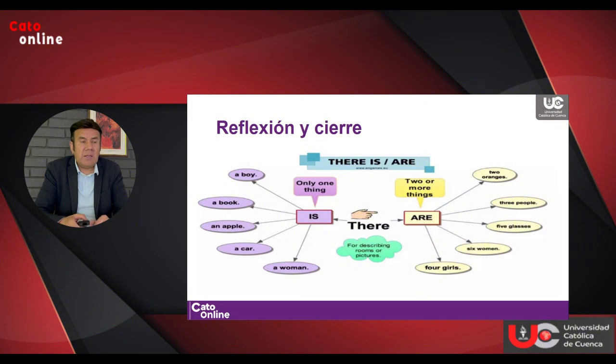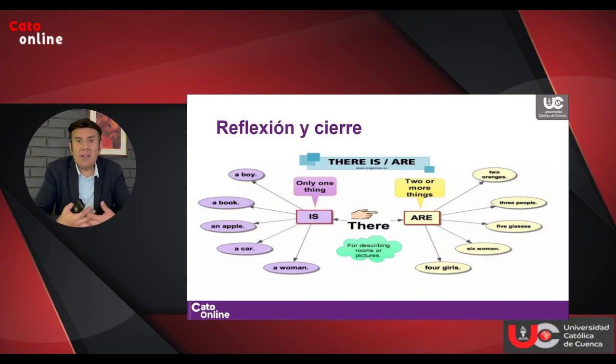So in order to finish this part, just remember there is we use with singular things, and there are we use for plural things. And you can even talk about many things. For example, I can talk about my town, I can talk about my house, I can talk about a place that I want to describe, right? Podemos hablar de lugares, de la casa, de la ciudad, que nomás hay en la ciudad.